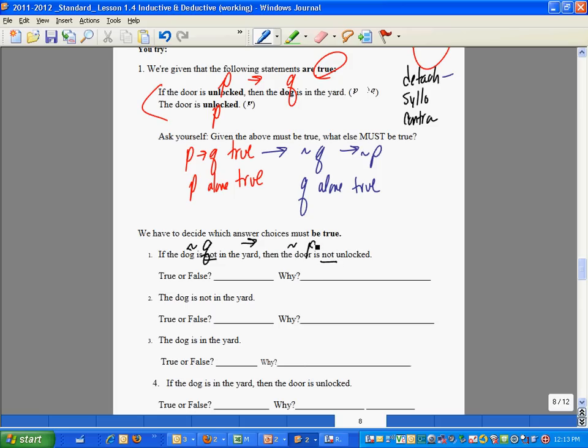Dog in yard. What letter? Plain old Q. Door unlocked, which one is that? P. Is that a contrapositive? No, no. All we did was switch. What's a switch? It has a name, starts with C. No, that's switch and negate. Converse. You got to know that. Switch is converse. Converse is not always true. It's not a contrapositive. Only the contrapositive is always true. You got to know your words there.